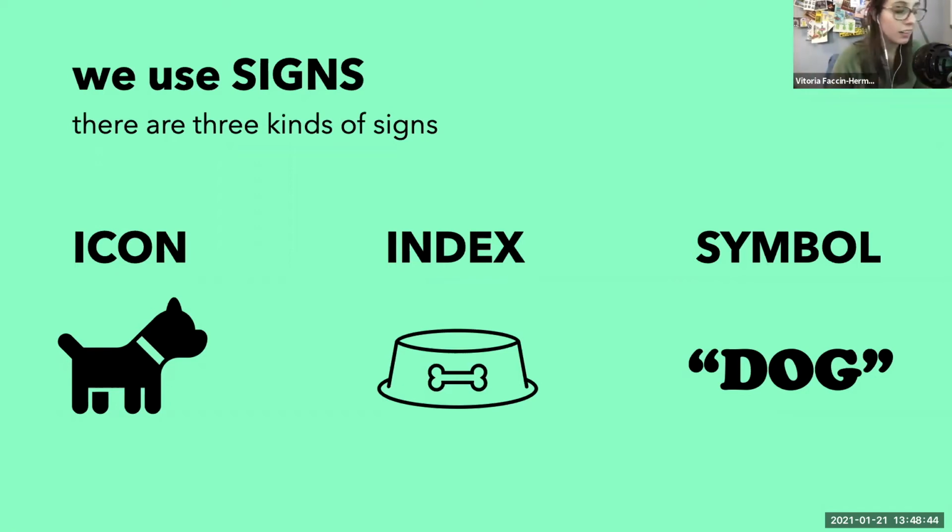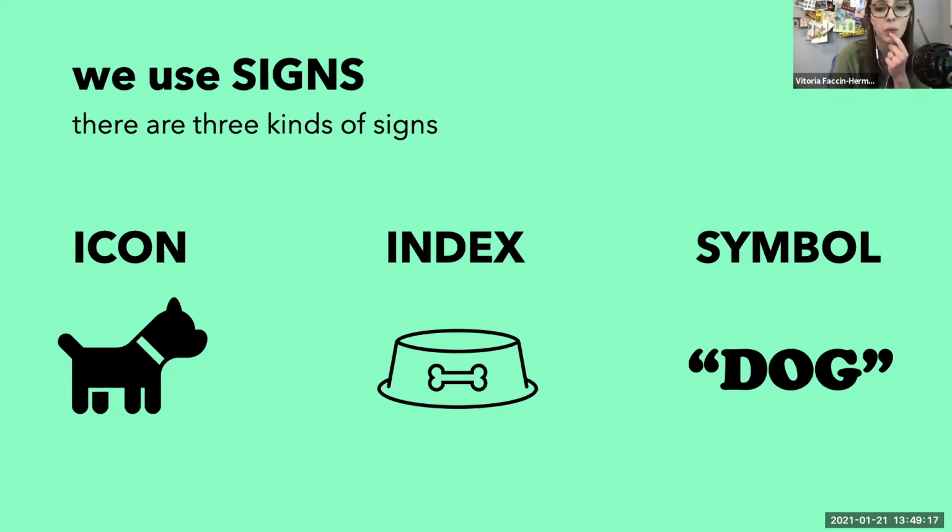So, it can get a little overwhelming. But basically, an icon is you representing the thing. An index is something that represents the thing without being the thing. And a symbol is something very abstract that we've agreed as society that it can represent a word or a thing. Any questions?